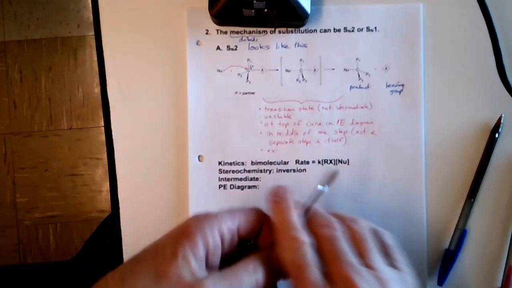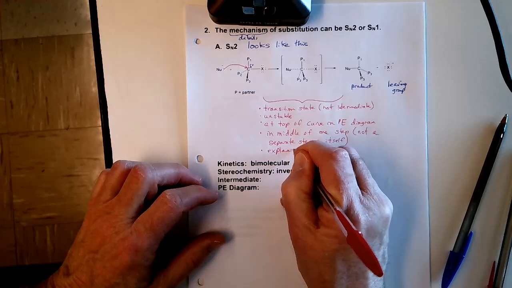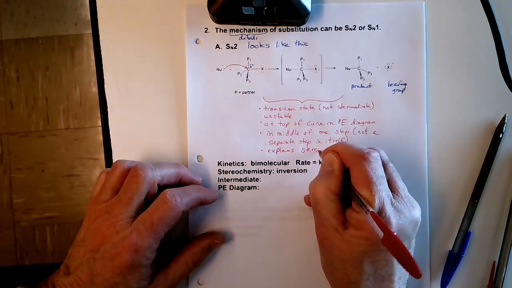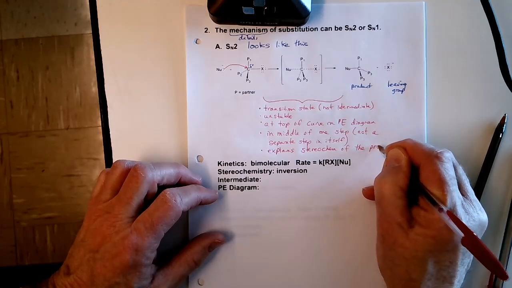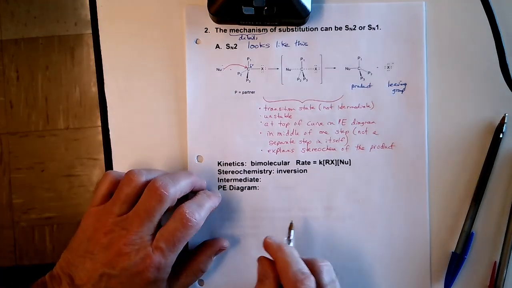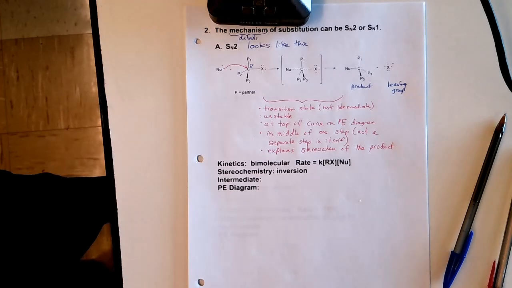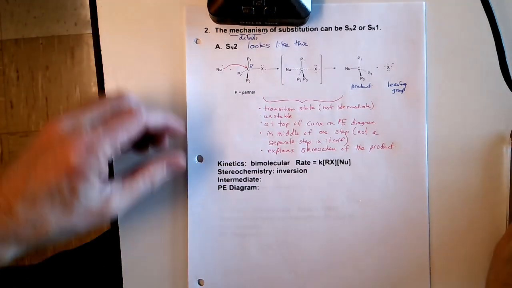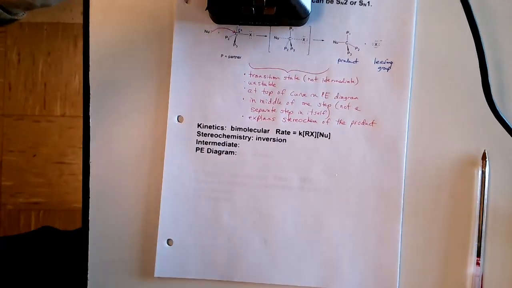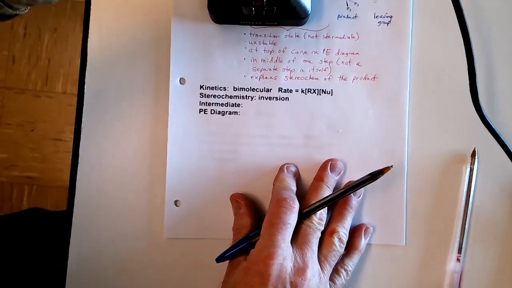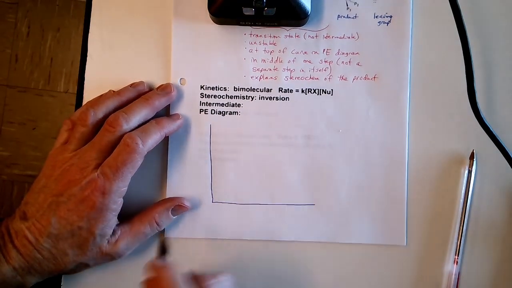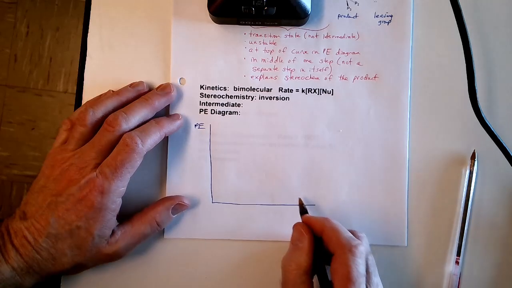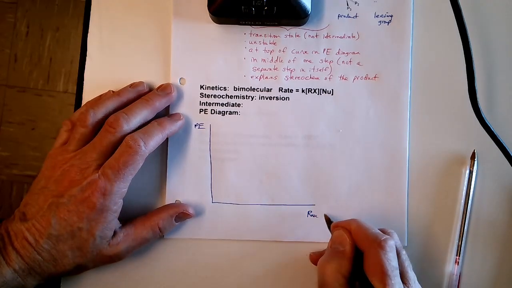So this explains the stereochemistry of both the reactant and the product. I think the product is all I need to write to mention that. Okay, so here are some facts that you can kind of put together on a quick little diagram. So let's just do that. Potential energy, reaction progress.